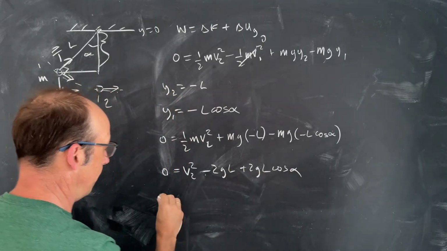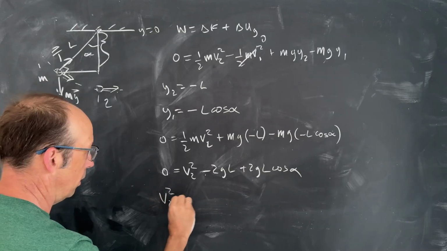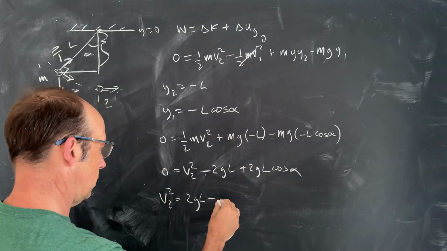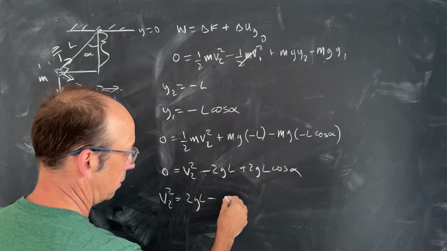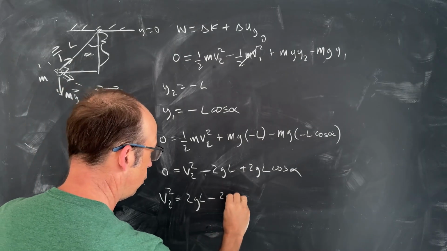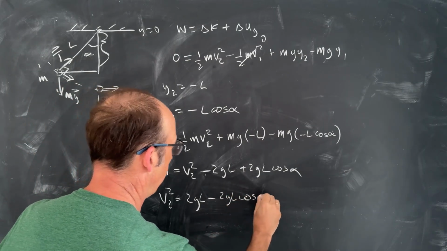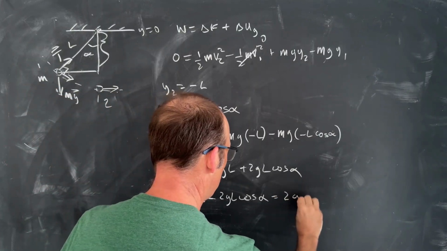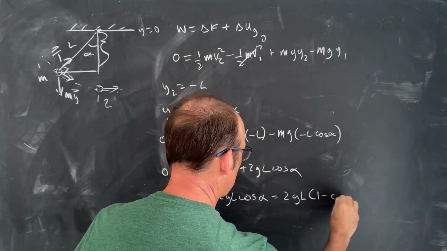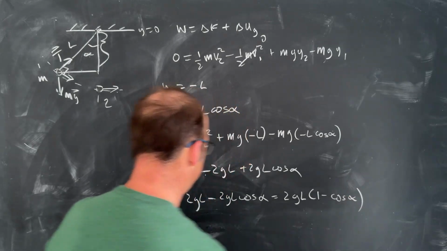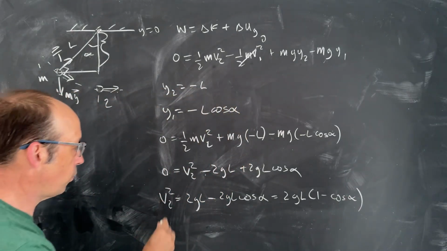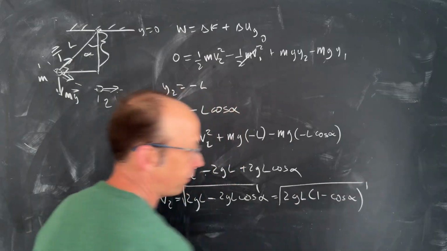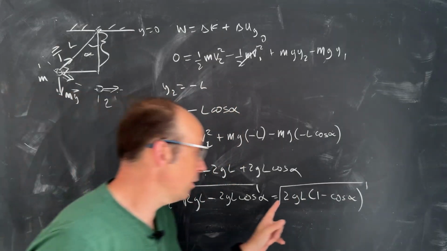I can subtract that. I get v2 squared is going to be 2gl minus 2gl cosine alpha. If you want to factor that out, and yes I do, I get 2gl times 1 minus cosine alpha. So that's v squared, and then if I want to take the square root of both sides, that's my final velocity. Does it have the right units?